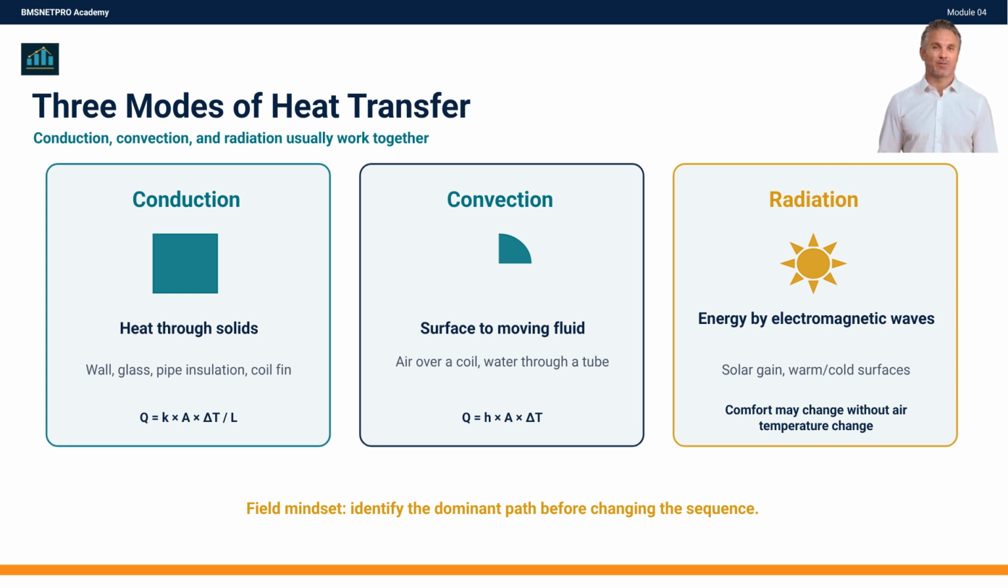Radiation is heat transfer by electromagnetic waves. Solar gain through glass is the obvious example, but radiant exchange between people and surfaces also affects comfort. A room can read 72 degrees and still feel uncomfortable if the surrounding surfaces are hot or cold. In the field, identify the dominant heat transfer path before changing the sequence. If the problem is solar radiation, more aggressive airflow may help, but it may not solve the root cause.